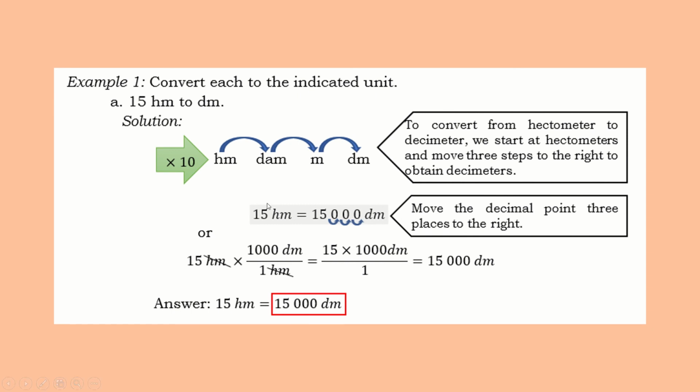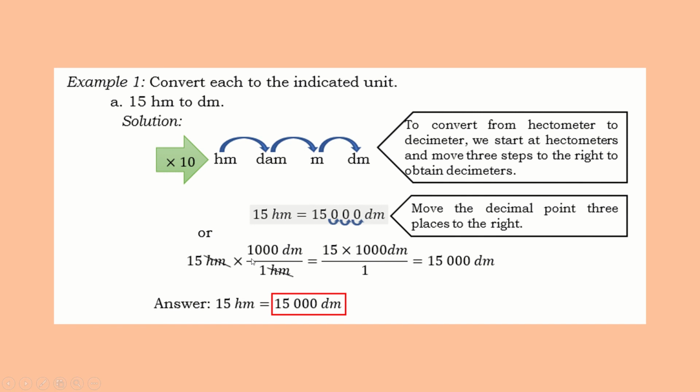So, we have here 15 hectometers. This is the decimal point, and we move going to the right. We move 3 steps. That's why 15,000 decimeters. Just add 0 in order to get the conversion. Or we have here 15 hectometers times 1,000 decimeters over 1 hectometer. Ngano 1,000 decimeters? Because the place value is 1,000, therefore 1 hectometer is equal to 1,000 decimeters.